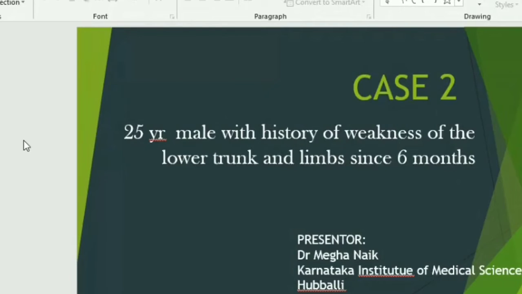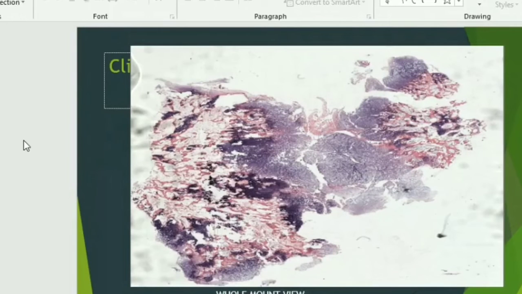The case given to us is case 2. It's a 25-year male with history of weakness of lower trunk and limbs in 6 months. This is the whole mount view.